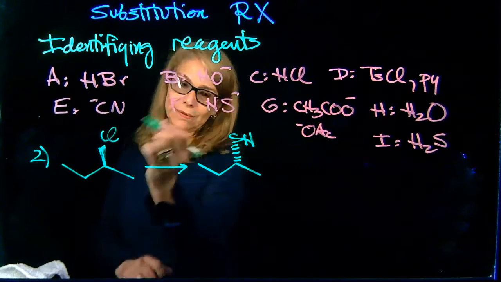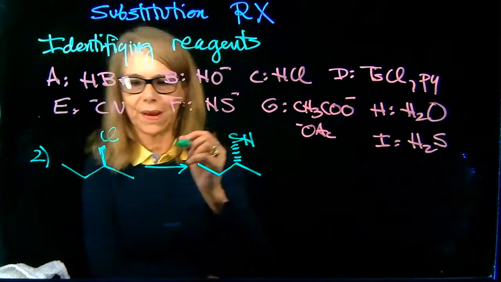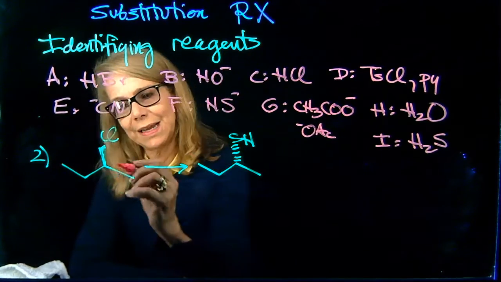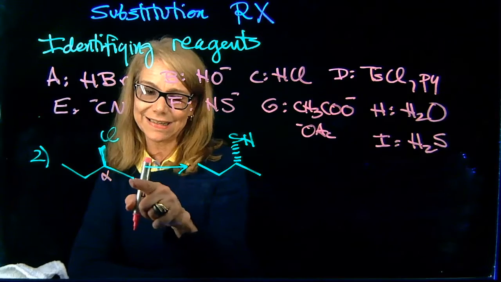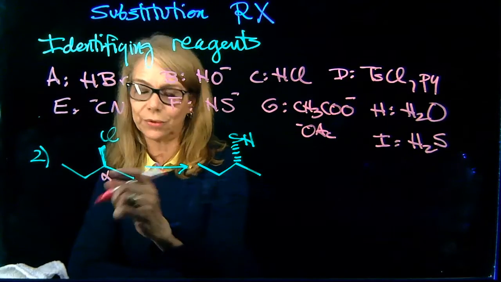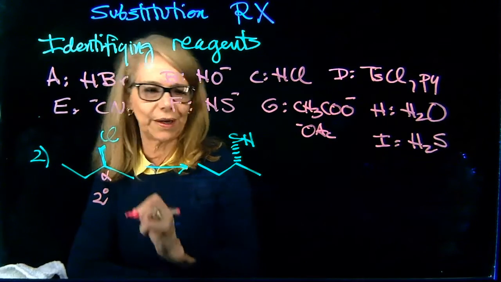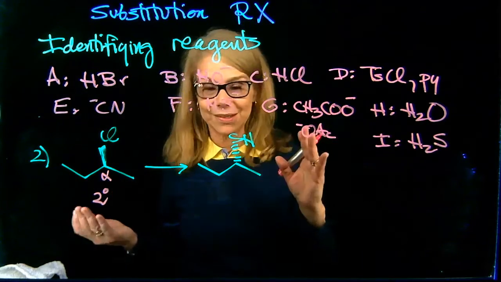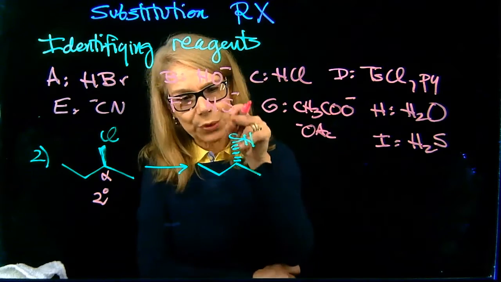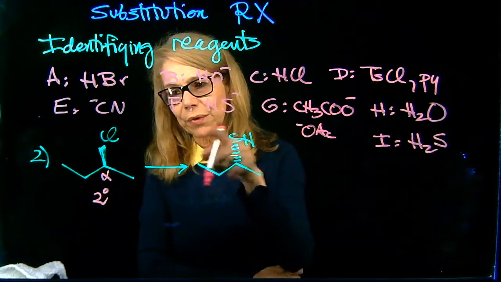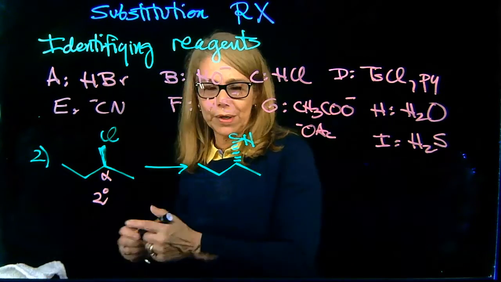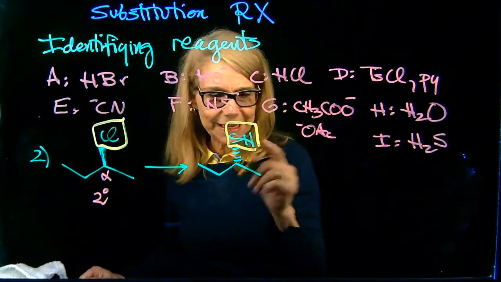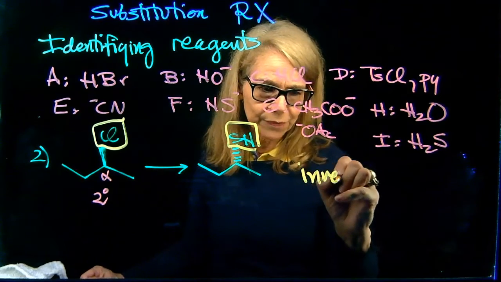Notice a couple of things here. Let's analyze the structure. Here, where the chlorine is, is my alpha carbon. And it has attached one alkyl group and another alkyl group. So that is a secondary alkyl halide. So secondary substrates can react sometimes SN2 or SN1. But we see here that we have replaced the chlorine by SH, but there is inversion of configuration.